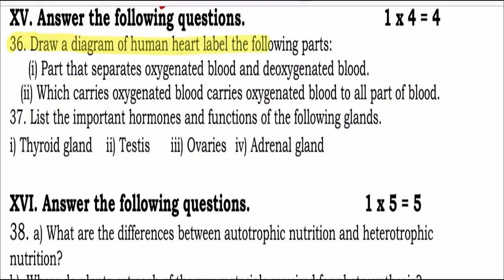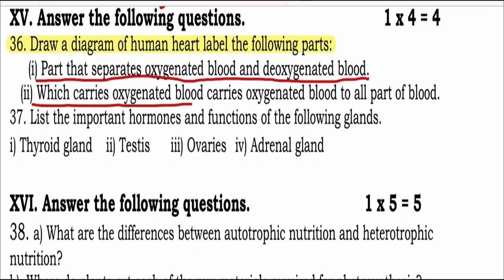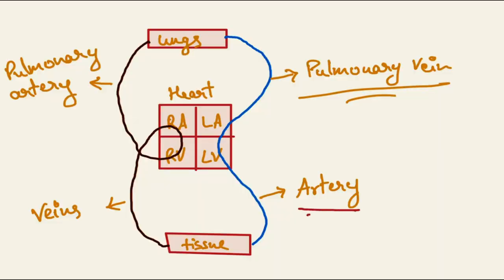Draw a diagram of a human heart. Label the following parts. First is the part that separates oxygenated blood and deoxygenated blood. This part is the heart septum: between the right auricle and left auricle it is the interauricular septum, between the right ventricle and left ventricle it is the interventricular septum, and between auricle and ventricle it is the auriculoventricular septum. So you need to label those parts. And for the second question, which carries oxygenated blood to all parts of the body? In this diagram the answer is artery. This carries blood from the heart to all parts of our body.